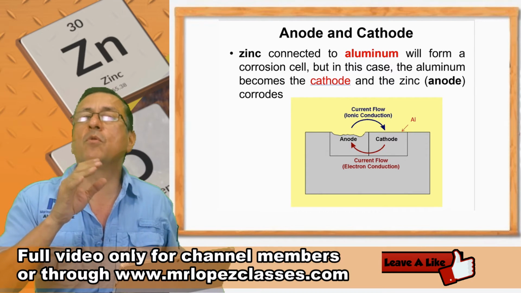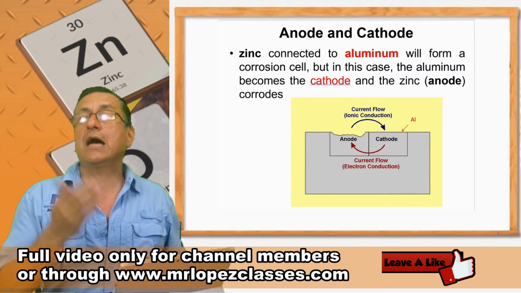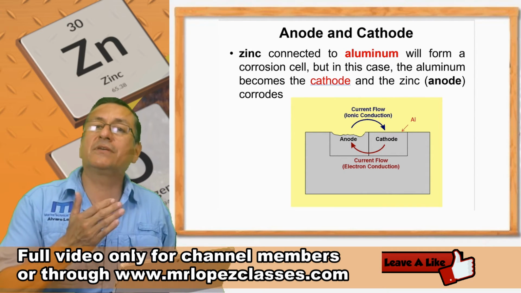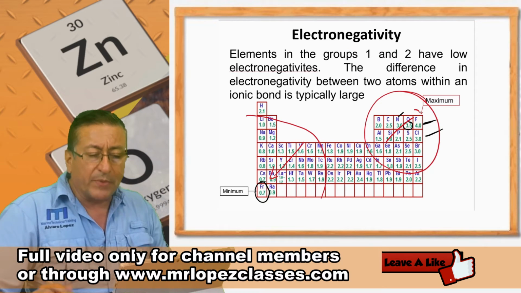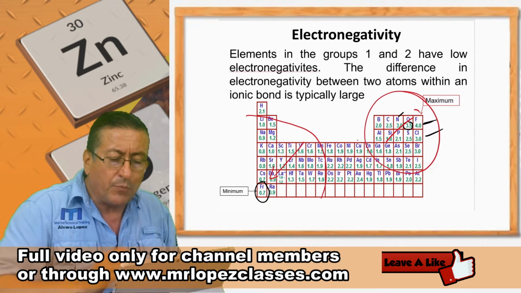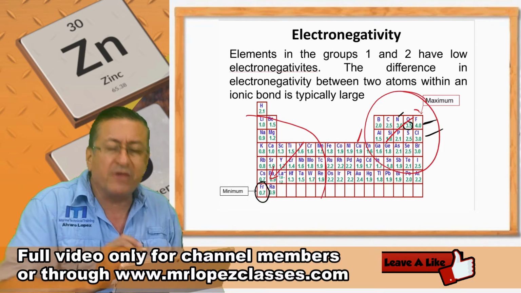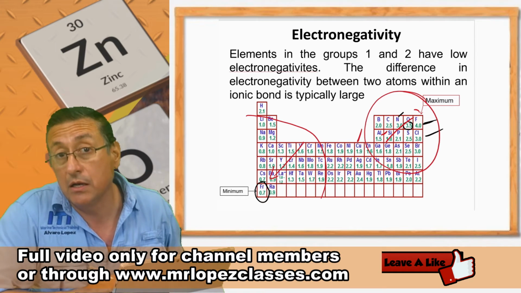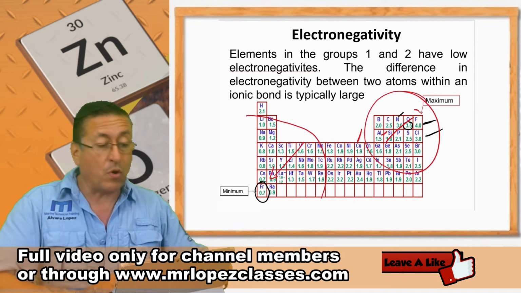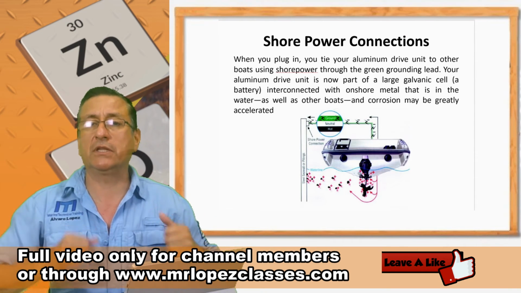What is the meaning of more noble? It is the element with more electronegativity attacking the element with less electronegativity. Let me check the electronegativity of copper. Copper is 1.9 and aluminum 1.5. Who is more noble? Copper. Copper 1.9, aluminum 1.5. Each metal has its own electronegativity.